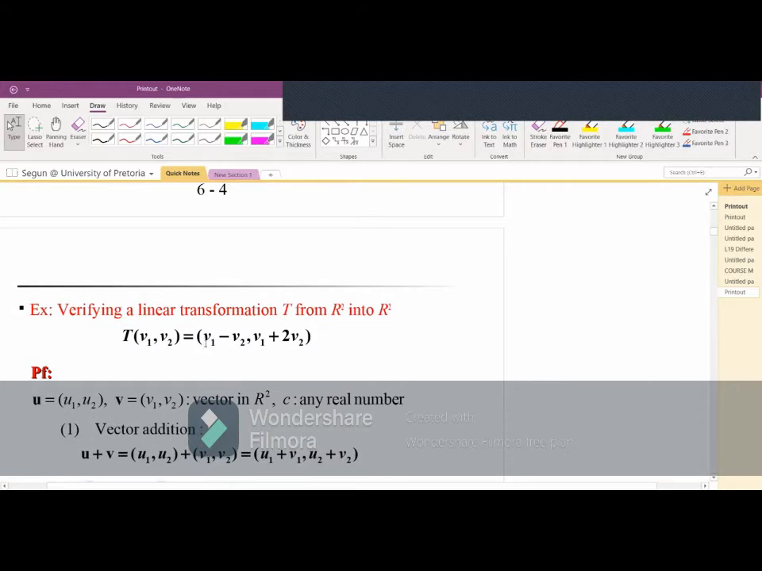But in this case now, we want to verify that a transformation T from R2 is a linear transformation. Then we have this.